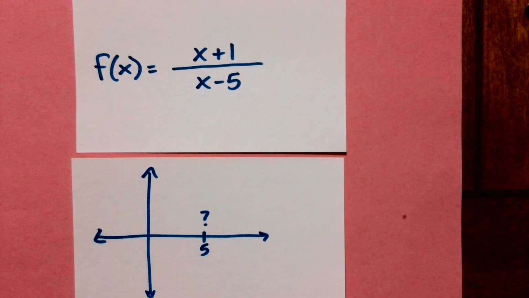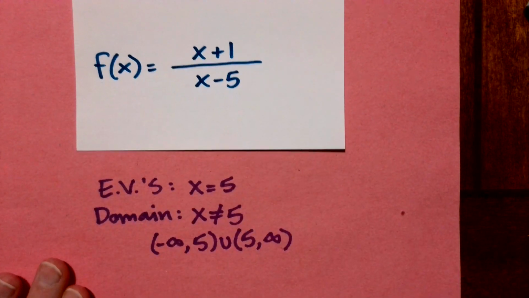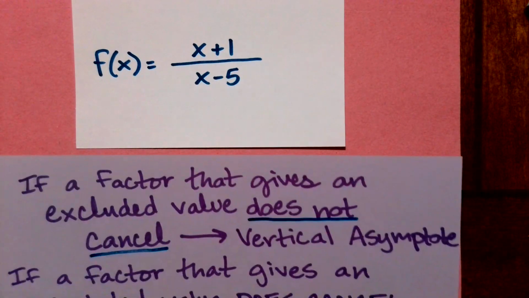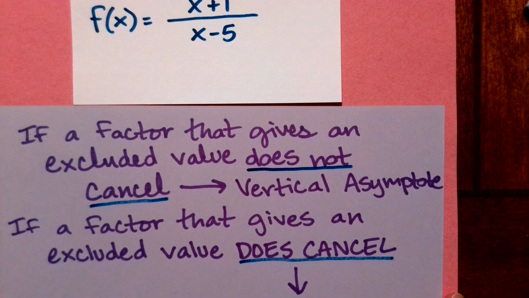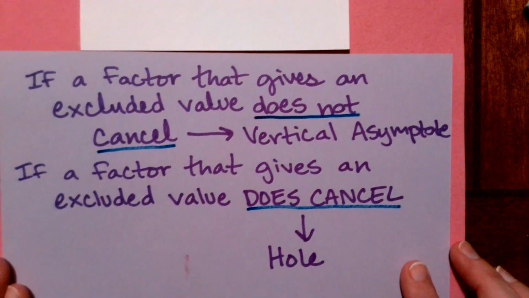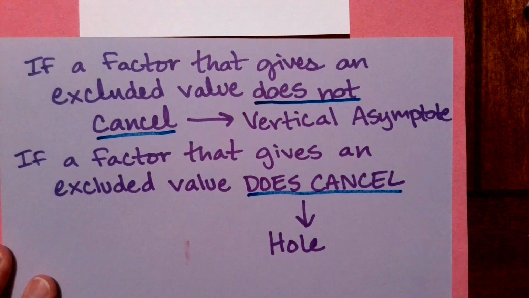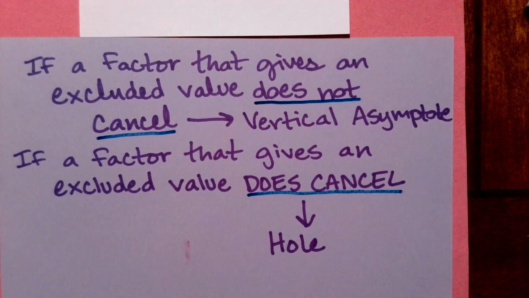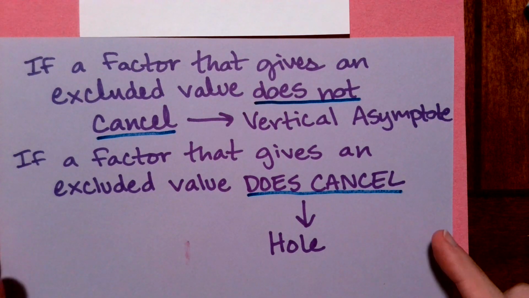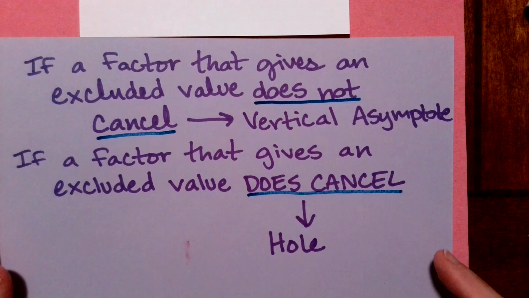So now, back to our original, how do we decide whether this 5 is a hole or a vertical asymptote? So that brings us to our rules for that. It all comes down to simplifying. So if I simplify, and we have a factor that gives us an excluded value that does not cancel, then it automatically is a vertical asymptote. So if we can't simplify it, that factor doesn't cancel, it's a vertical asymptote. If the factor that gives you an excluded value does cancel, then it's a hole.